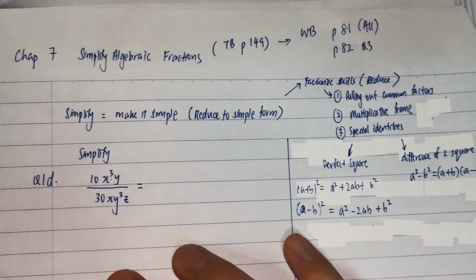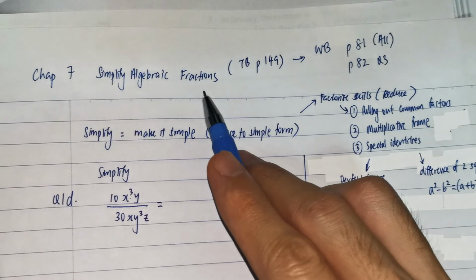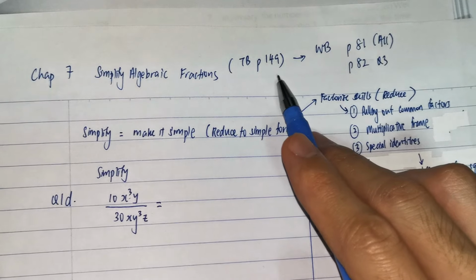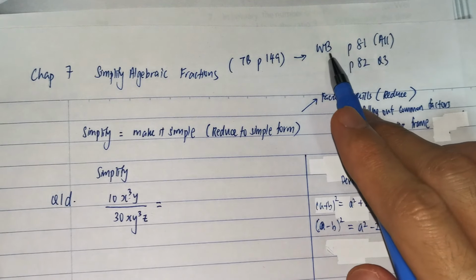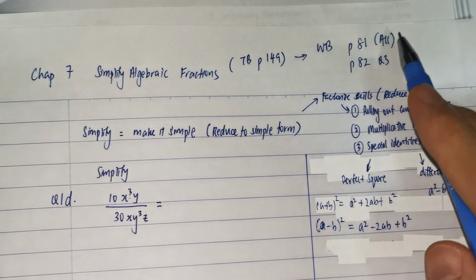Hi students, today we'll be looking at chapter 7, Simplify Algebraic Fractions. So this is on textbook page 149, and after this you'll be required to do workbook page 81, all the questions, and page 82, question 3.